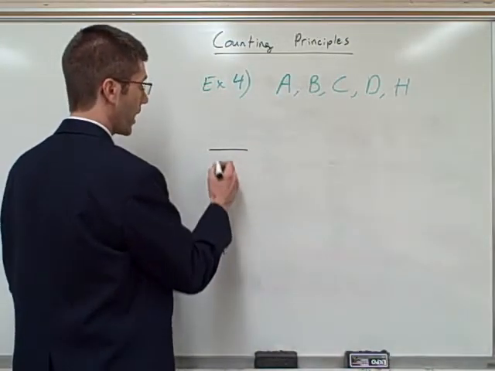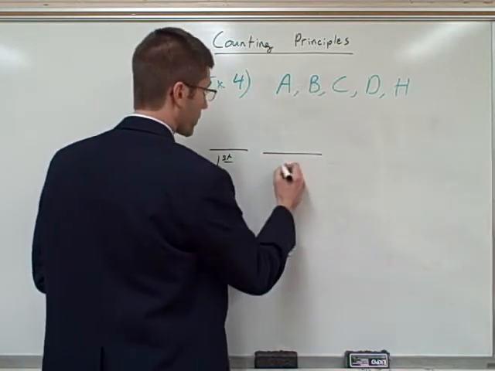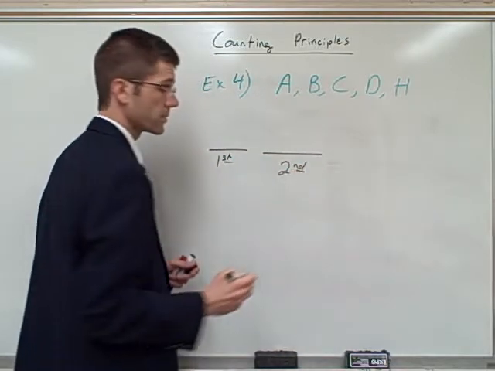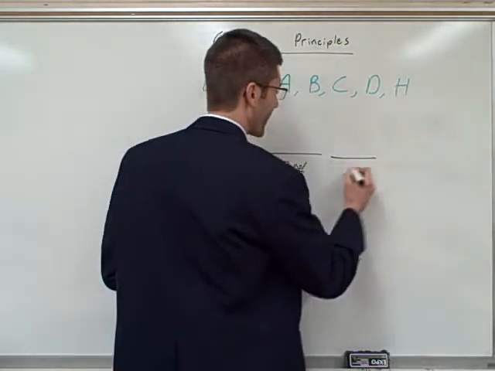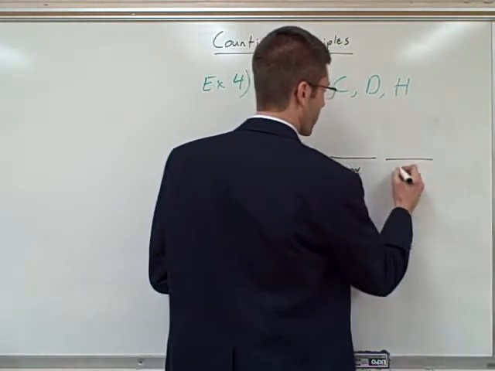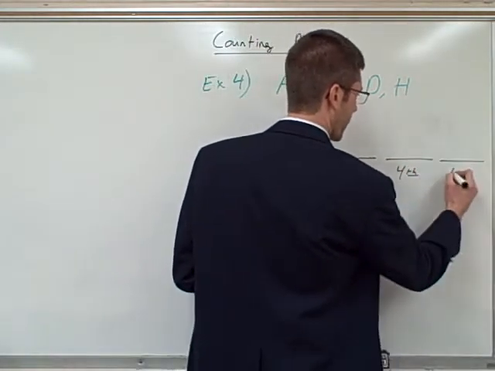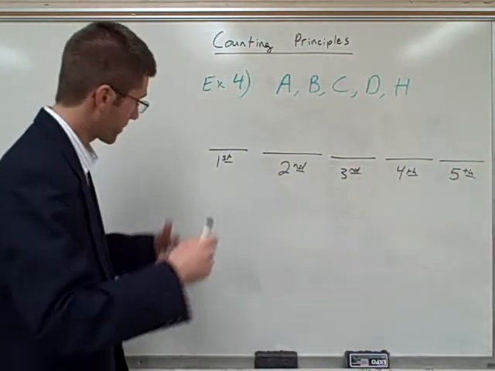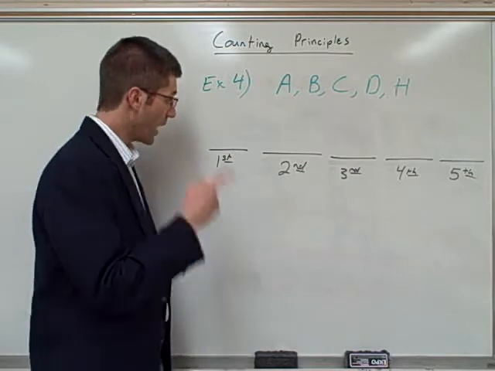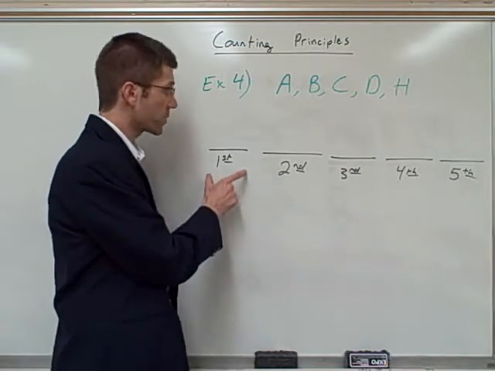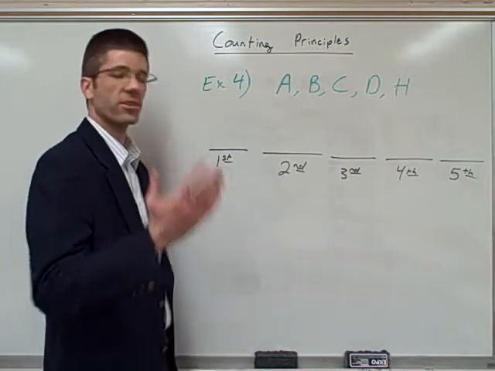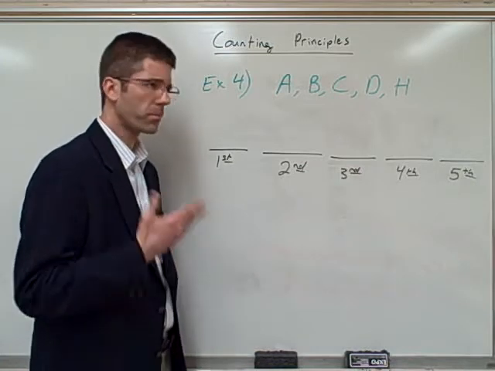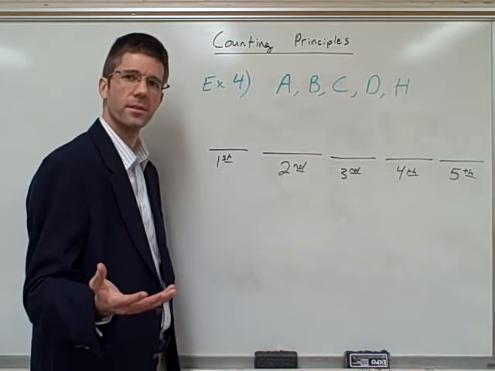So we're going to have a first place winner. We're going to have a second place, which would be the first loser. We're going to have third place, we're going to have fourth place, and we're going to have some poor guy that comes in fifth place. Okay, so the question is, how many options do we have for first place? When this race starts, how many different people could possibly come in first?